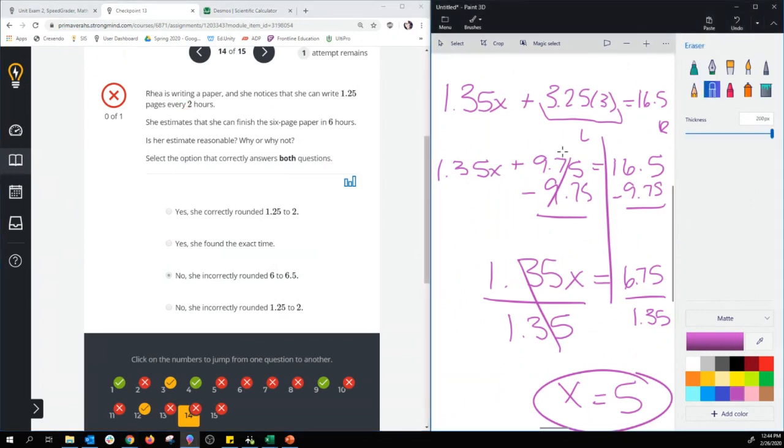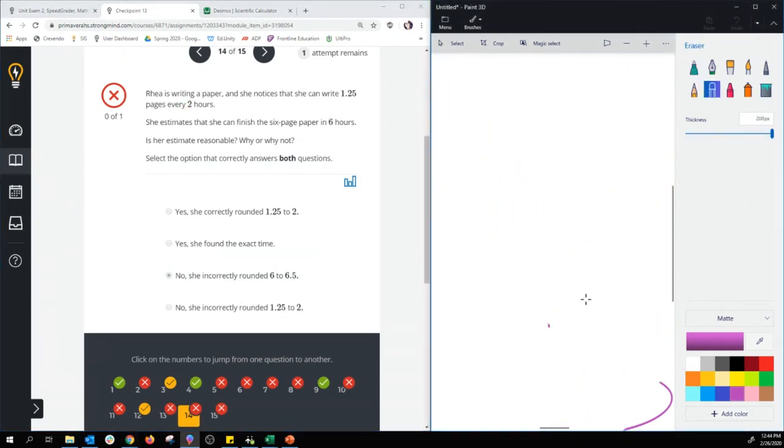Rhea's writing a paper and she notices she can write 1.25 pages every 2 hours. She estimates that she can finish the 6-page paper in 6 hours. Is her estimate correct or not correct? For this one, her 6-page paper in 6 hours, well, she writes 1.25 every 2 hours, right? So I would say no.